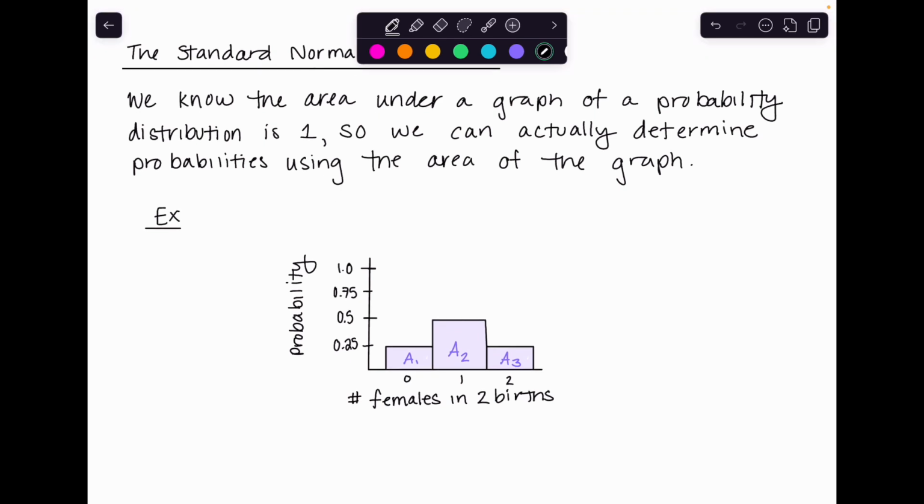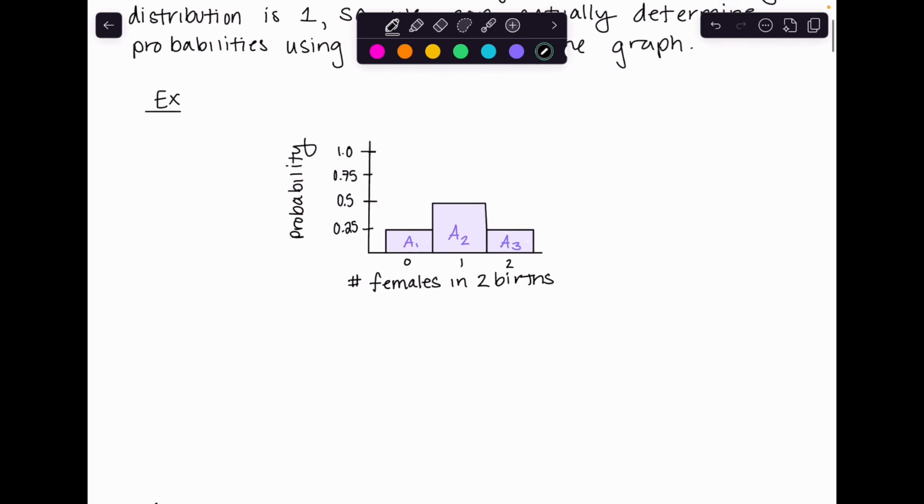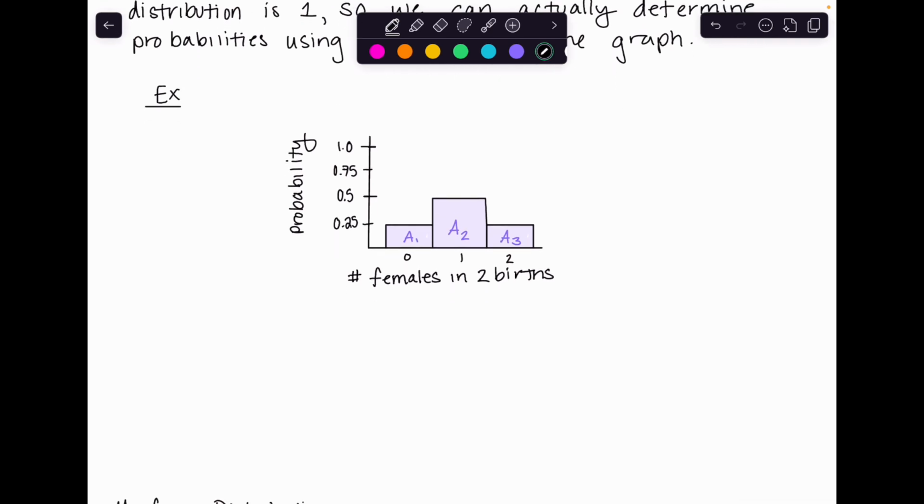So what I'm going to do is work with that example of the number of females in 2 births, and we're going to find each of the areas, and then also add them up. That way that'll help us figure out certain probabilities. So we know if I look at the number of females in 2 births, there's a 25% chance that both are male. There's a 50% chance that there's 1 female, 1 male, and then a 25% chance that both are female.